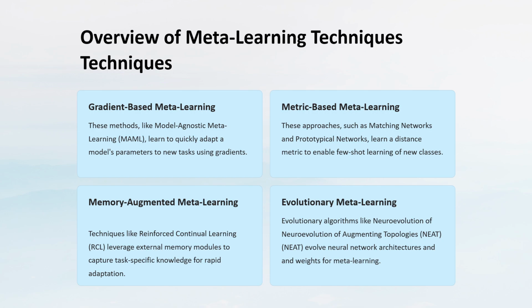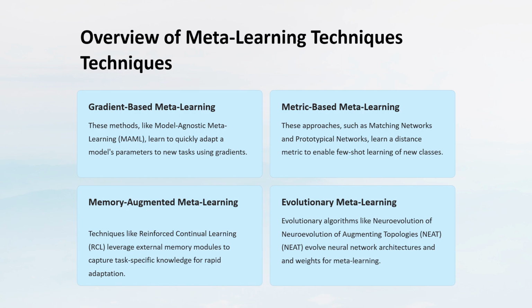Metric based meta learning: approaches such as matching networks and prototypical networks learn a distance metric to enable few shot learning of new classes. Basically, metric based meta learning would be in the context of networks, sending data from one source to another destination. That could be a metric for metric based meta learning, and understanding what the cyber threats are in it and overcoming them.